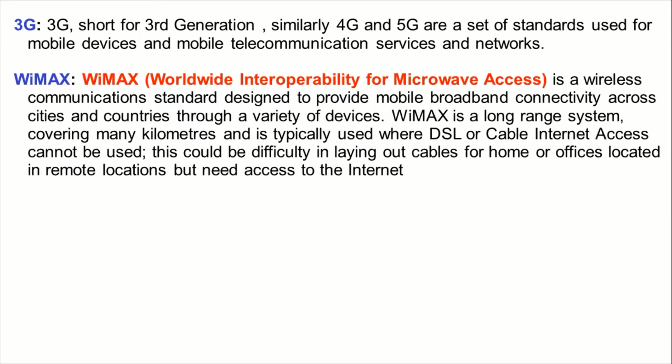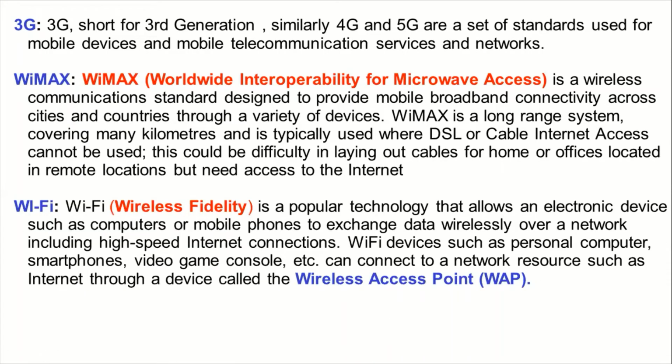WiMAX. We have heard about Wi-Fi and WiMAX. WiMAX is another technology used for internet connectivity. Full form is Worldwide Interoperability for Microwave Access. It's a wireless communication standard designed to provide mobile broadband connectivity across cities and countries through a variety of devices. WiMAX is a long-range system covering many kilometers and is typically used where DSL or cable internet access cannot be used. This could be difficult in laying out cables for homes or offices located in remote locations but needing access to the internet. So basically, WiMAX and Wi-Fi, the main difference is the range.